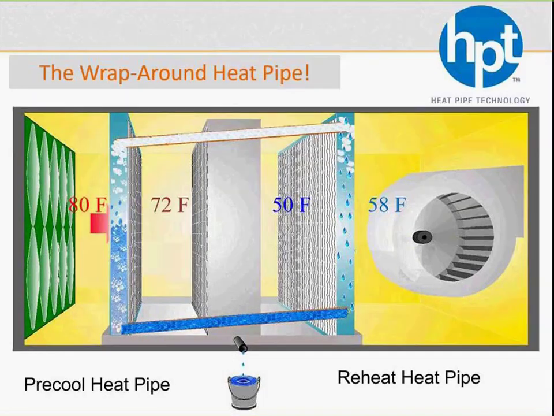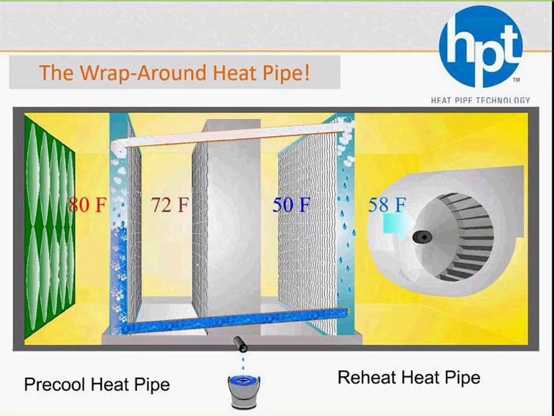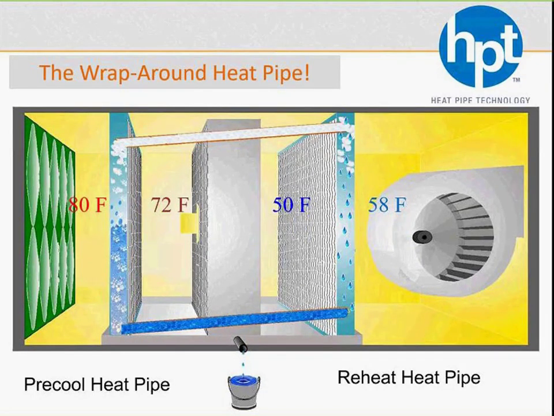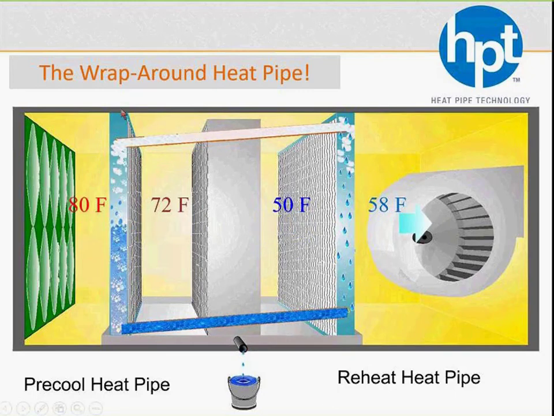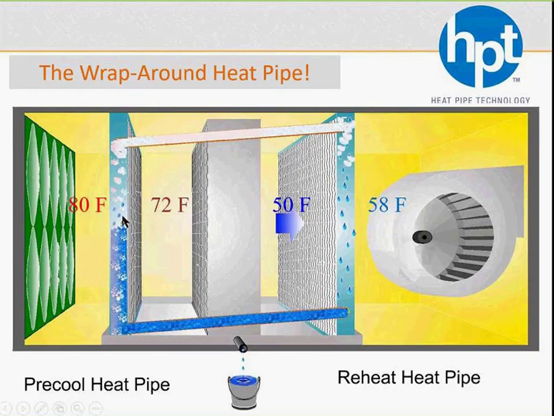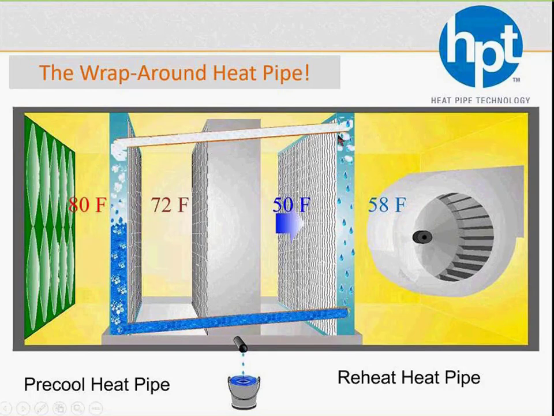If you add a heat pipe, there are a few advantages. Working through this diagram, we have the pre-cool section, with hot air entering that section. The refrigerant is absorbing the heat, it's boiling, and that vapor is traveling to the downstream side, which is the reheat side.